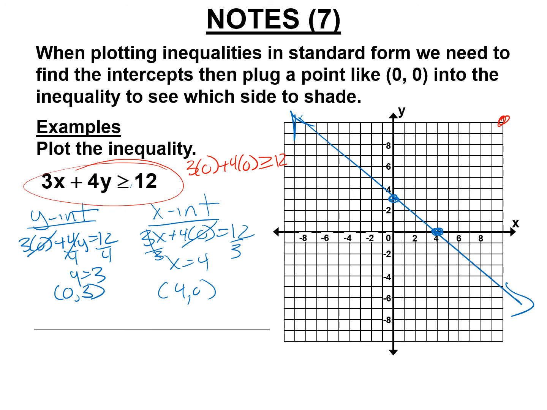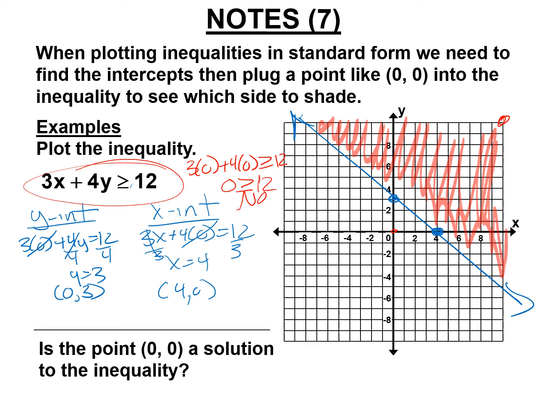So you get 3 times 0 plus 4 times 0 is 0. Is 0 greater than or equal to 12? No. Right? So no. 0, 0 is not a solution. So that means the other side is the solution. So you would shade the other side because 0, 0 is not a solution. And you need to do that extra step for standard form of an inequality. Okay, and so the answer is no.